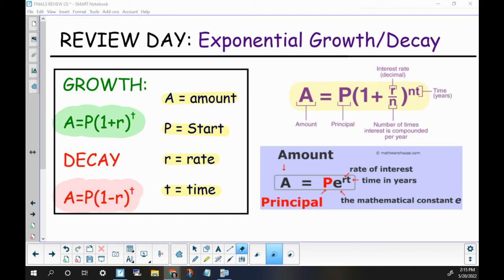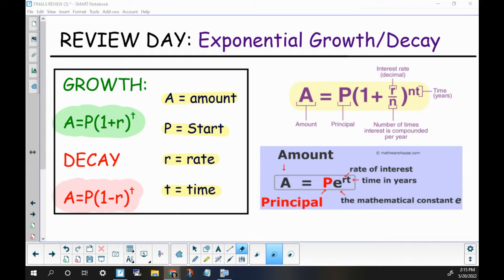Alrighty, so exponential growth and decay, guys. As a reminder, we're looking at both growth and decay and also compounding interest and continuously compounding interest. These formulas will be available to you on the assessment, on your final. You're not going to have to memorize the formulas for this, but we do need to go over them and understand how to apply them and when to apply them. So for growth, you have the following formula.